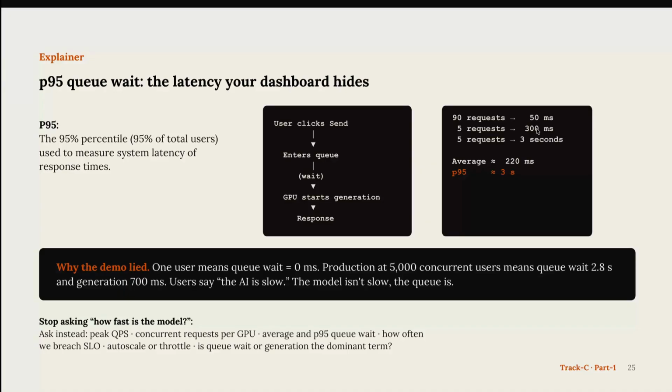So we have to stop asking one question, how fast is the model? Instead, we need to understand the whole flow and ask: what was the peak query per second? Were there concurrent requests per GPU happening? What was the average and P95 queue time? And how often have we breached the SLO, which is the service level objective? We're going to look at what an SLO is. And then we ask: is it auto scaling or throttling? And finally, is queue wait time or generation the dominant term? Okay. All this tells us that we as PMs have understood what's going on behind the black box.